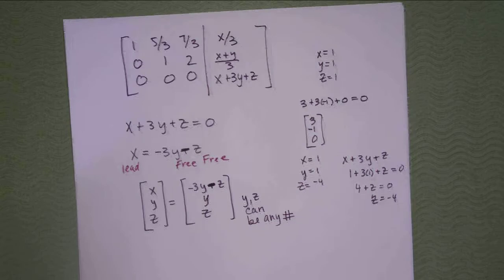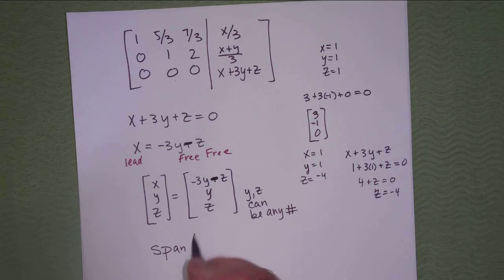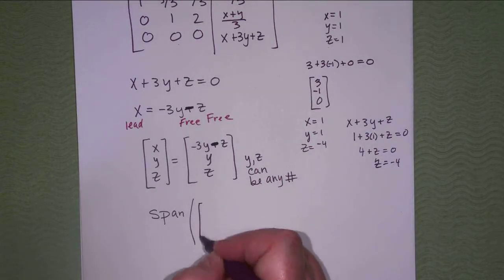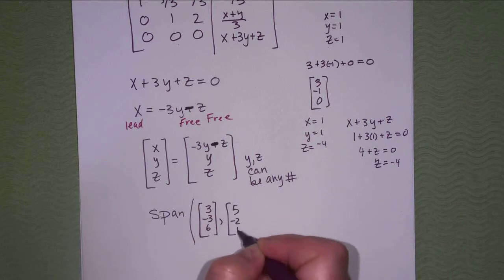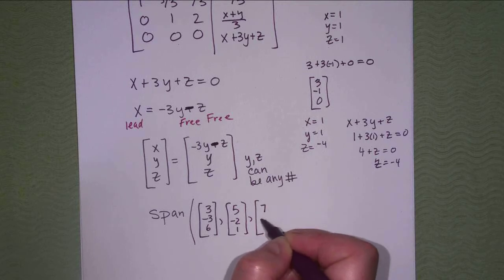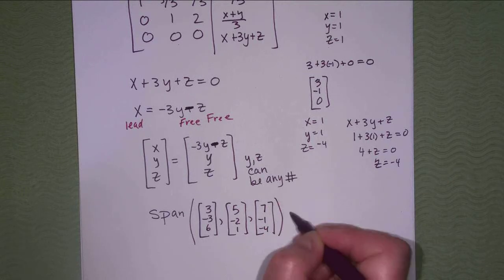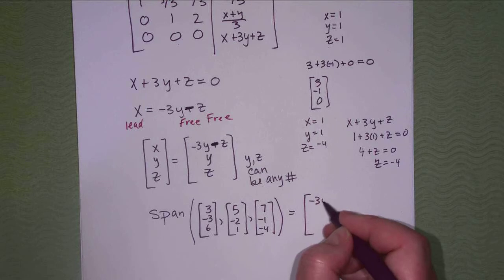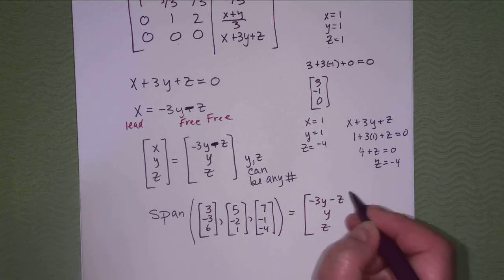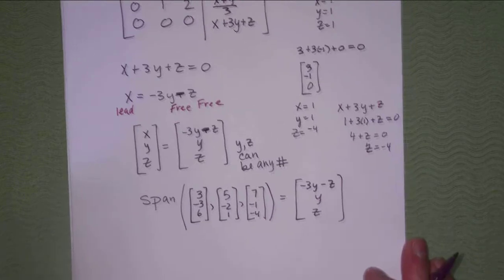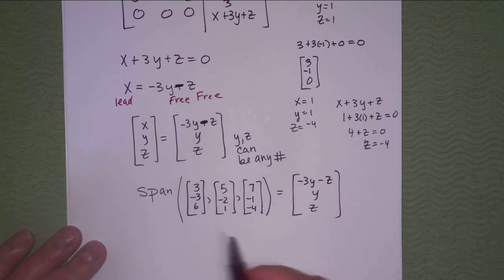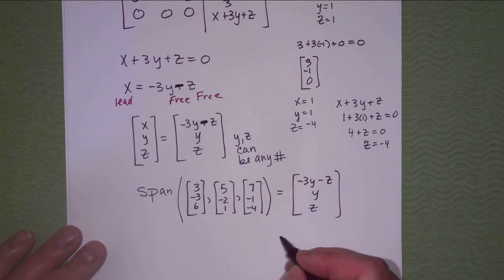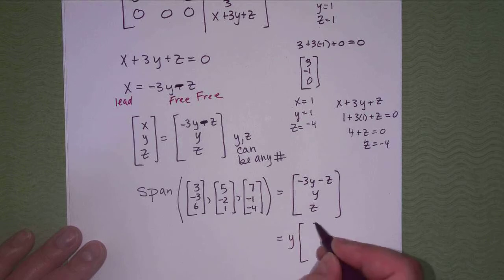All right. So we would say the span of the vectors (3, -3, 6), (5, -2, 1), and (7, -1, -4) is equal to (-3y - z, y, z). Or you could have a's and b's, it doesn't matter what letters you have in here. No, you don't have to write it in that format, like putting the span. This is just the proper way to write it, but if you don't write it exactly like that, you could also say this is a linear combination.